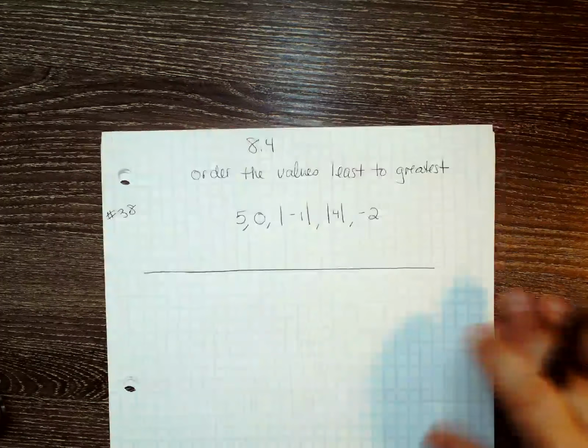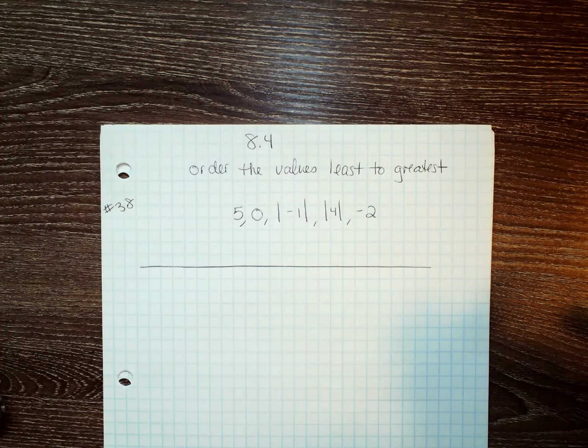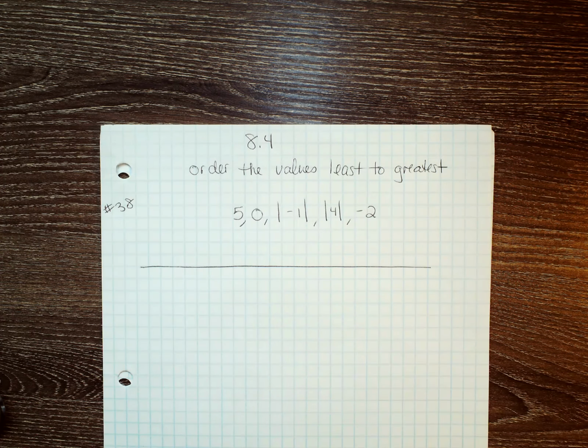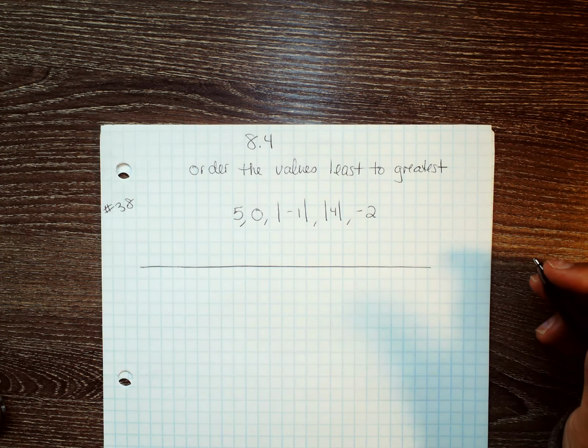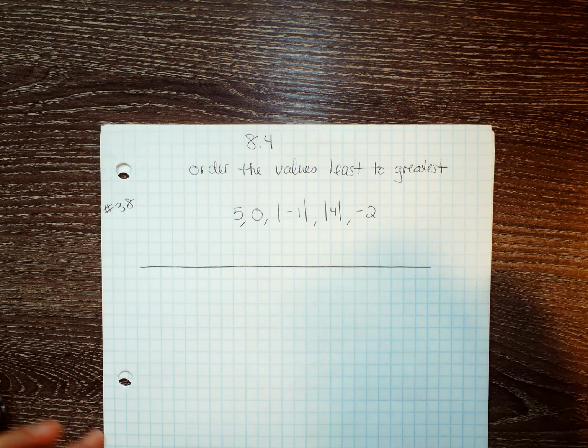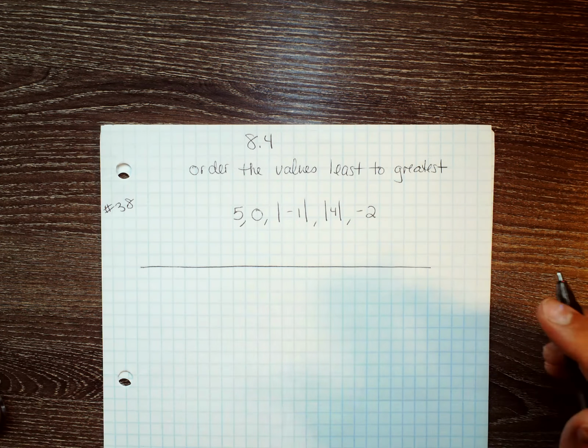Hi everyone. So the last ordering that we're going to do from least to greatest is when they include integers, rational numbers, and now they're going to include absolute value. So it's exactly like we were doing before when we were comparing. You want to actually solve and you want to say what the absolute value of -1 is first.